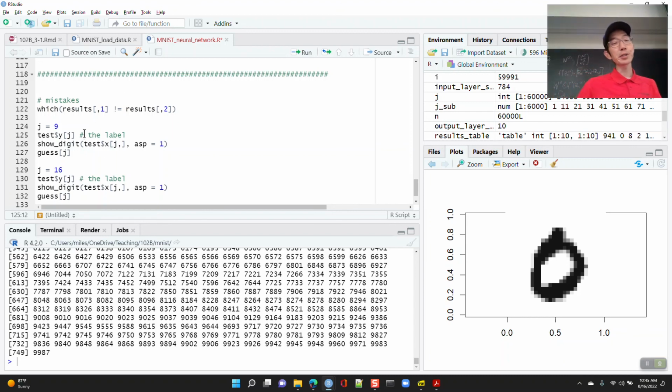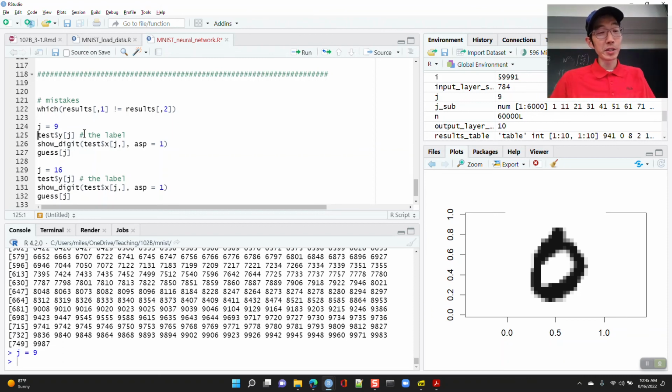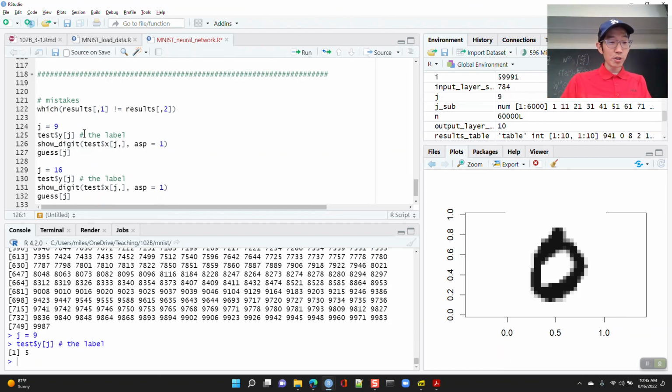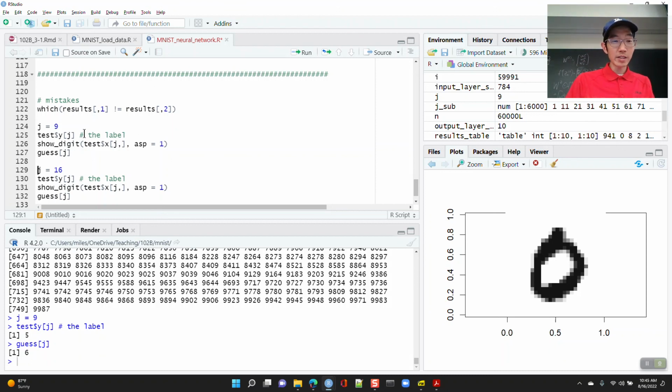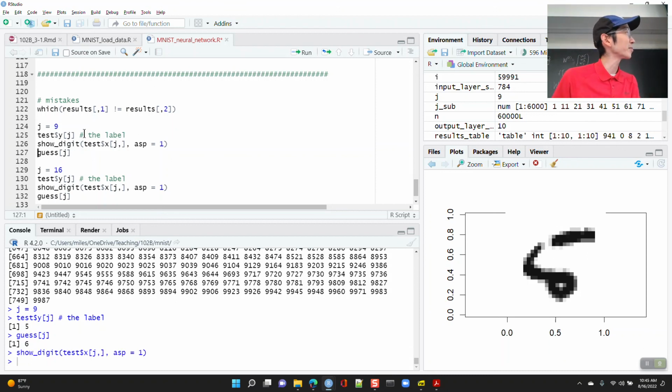Okay, let's take a look at some of these mistakes. Image 9 was a mistake. The true number was a 5. It guessed a 6. All right, let's take a look. Oh, there we go. I don't blame you, neural network. This was bad handwriting, right? So the neural network guessed a 6. I think we look at this and we go, yeah, I can see how that's a 5, but I can also see how the neural network thought it might have been a 6, right?